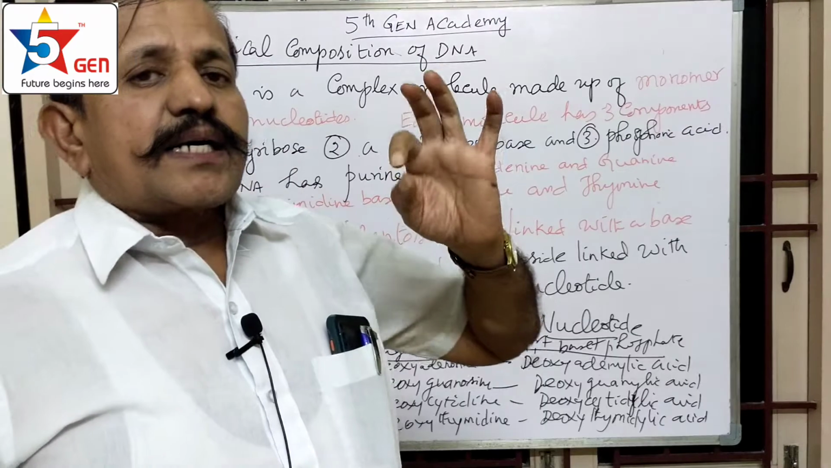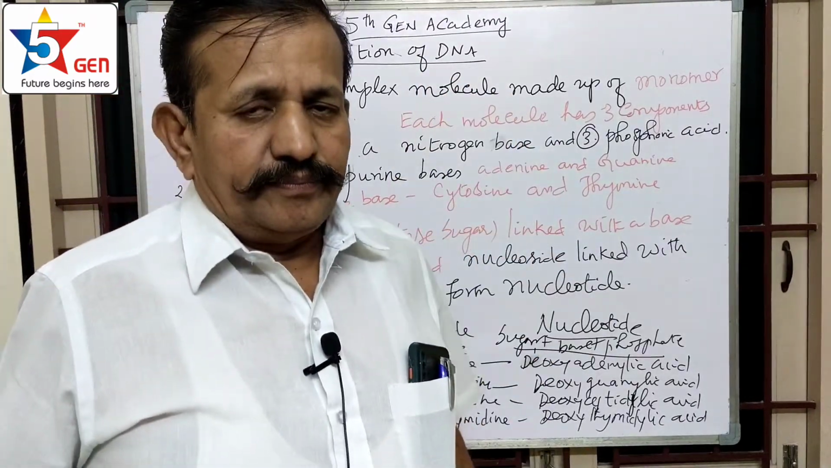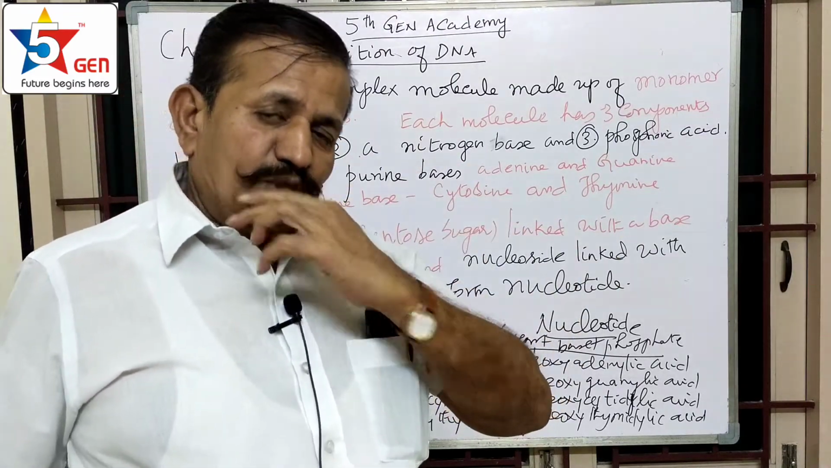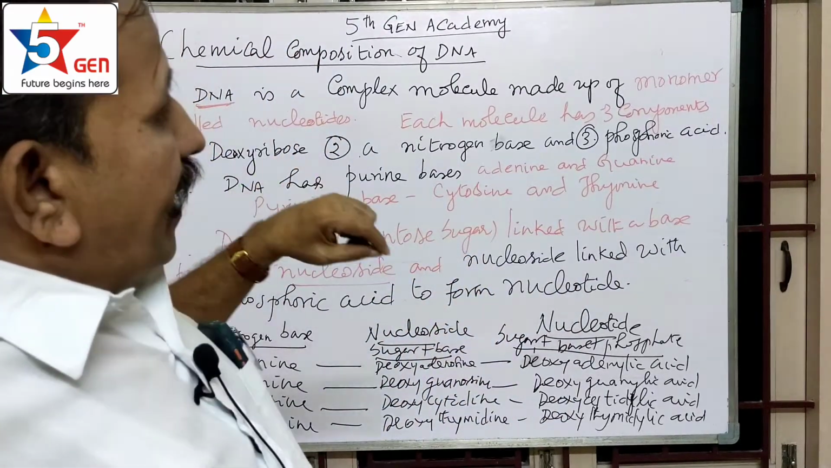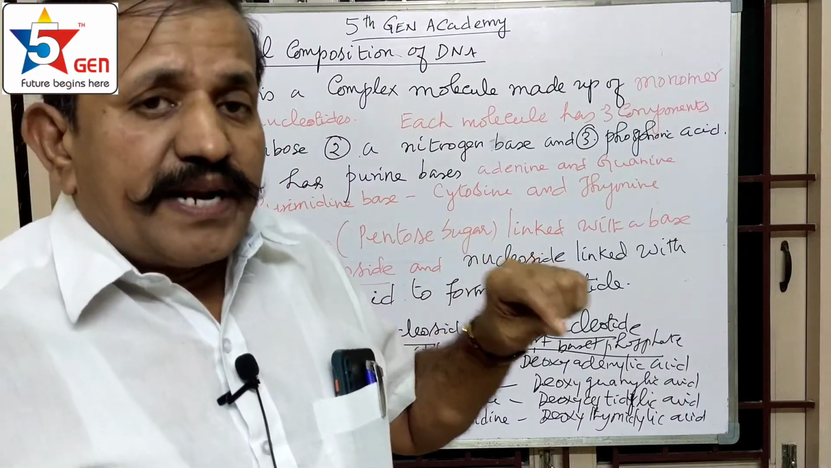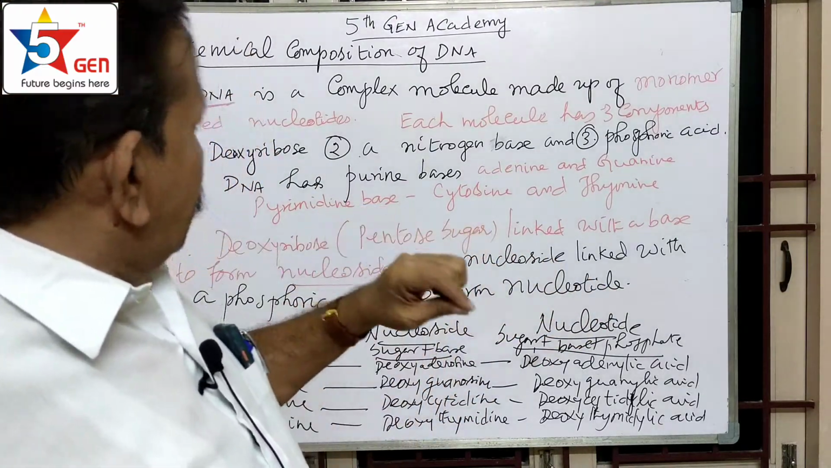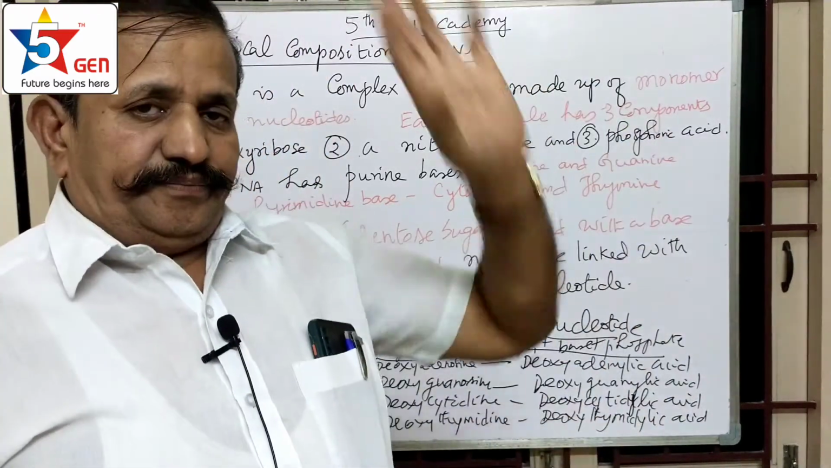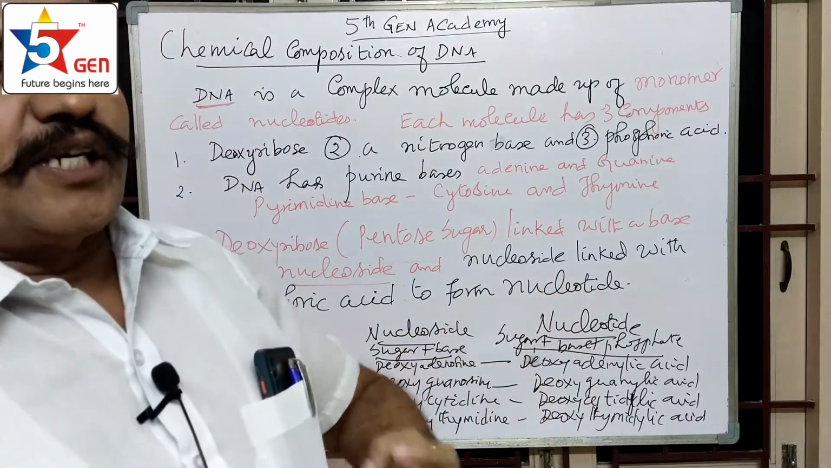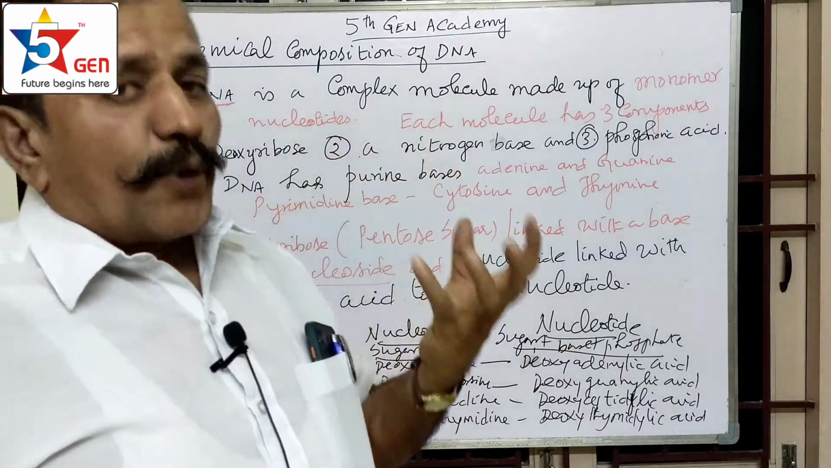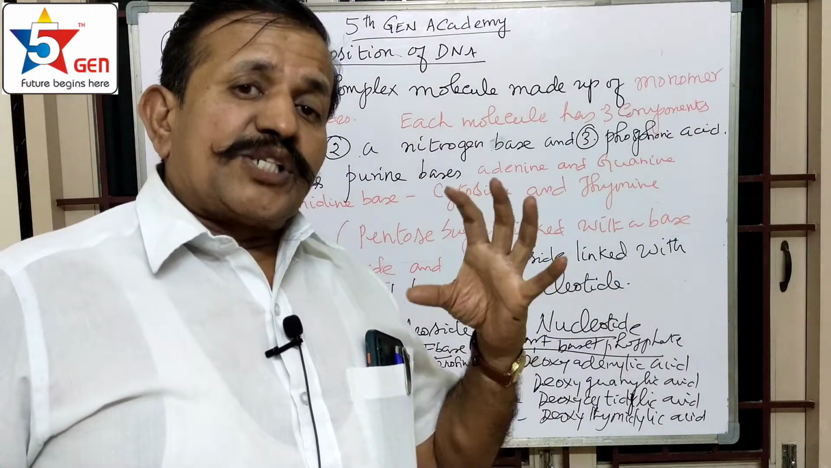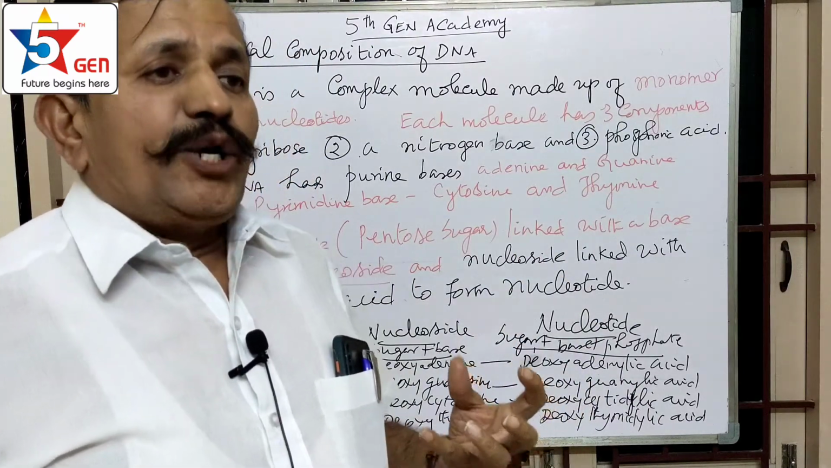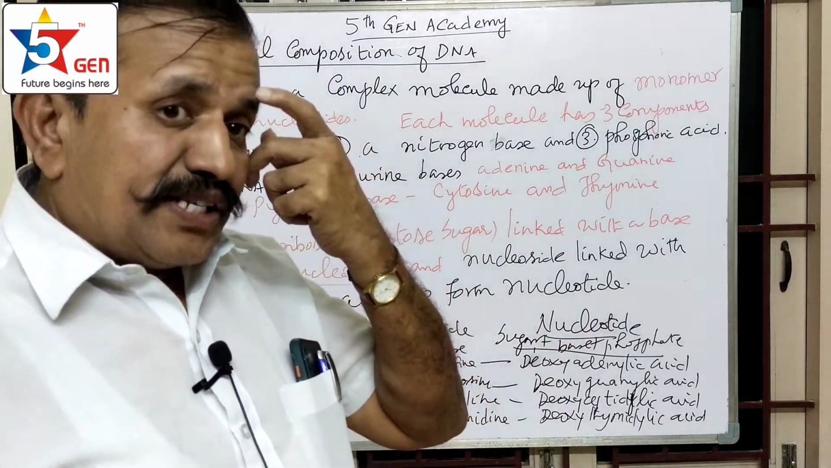DNA is a complex molecule made up of monomers. Each monomer of DNA we call a nucleotide. So what is the importance of nucleotide? What are its components? What is its important structure? And how do we name nucleotides in various kinds? We can see them one by one.